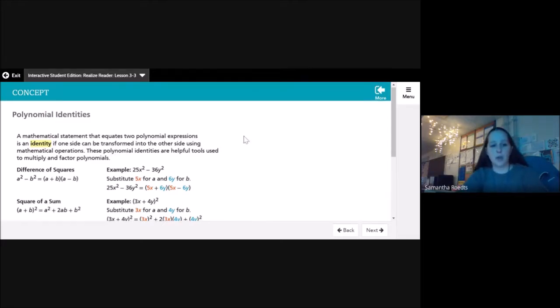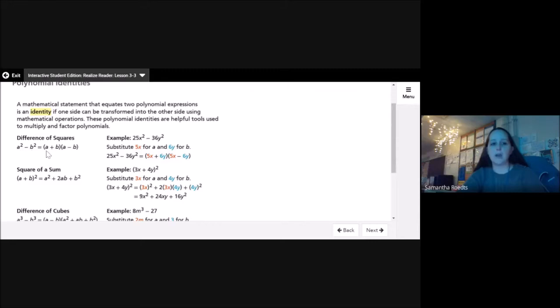So we have the difference of squares, which is a squared minus b squared, which equals a plus b times a minus b. For example, 25x squared minus 36y squared. 25 and 36 are both perfect squares, so I can take the square root of them. x squared is also a perfect square, and so is y squared. The square root of 25x squared is 5x, and the square root of 36y squared is 6y. I just have a plus in front of one and a minus in front of the other.